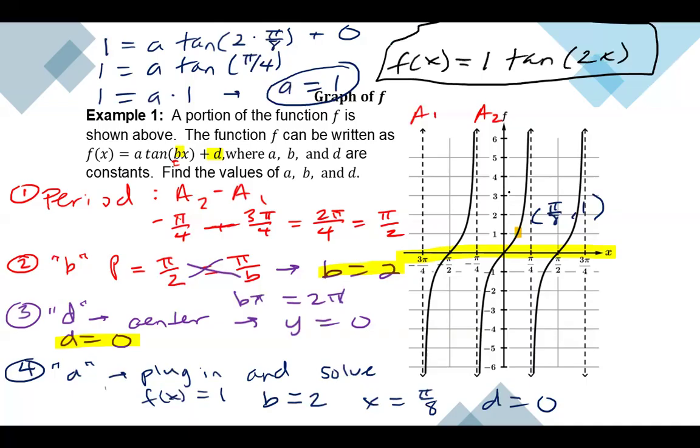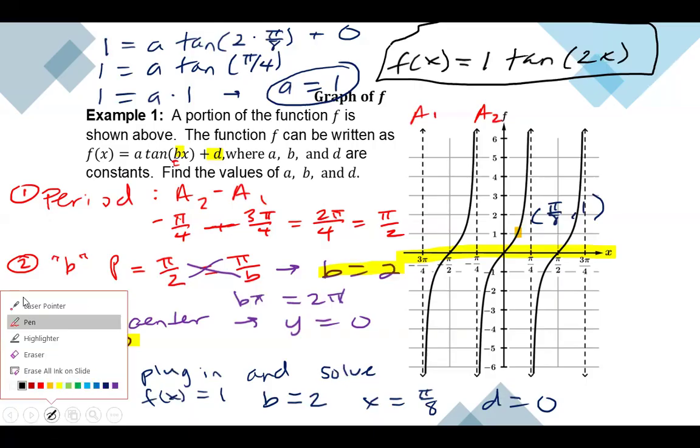Okay, so when we're writing a tangent function from the graph, these are the 4 steps that we're going to follow. The step 1 is to find our period. And how do we find our period?